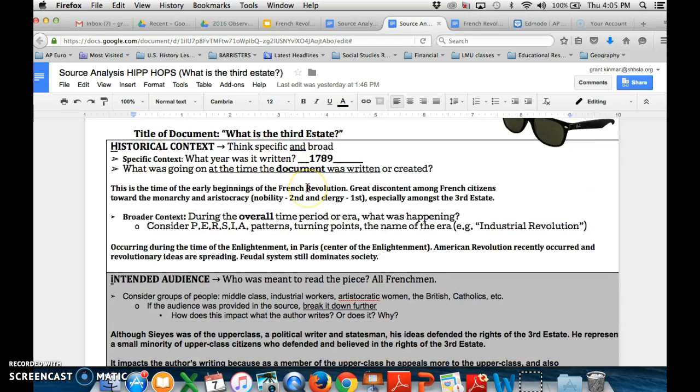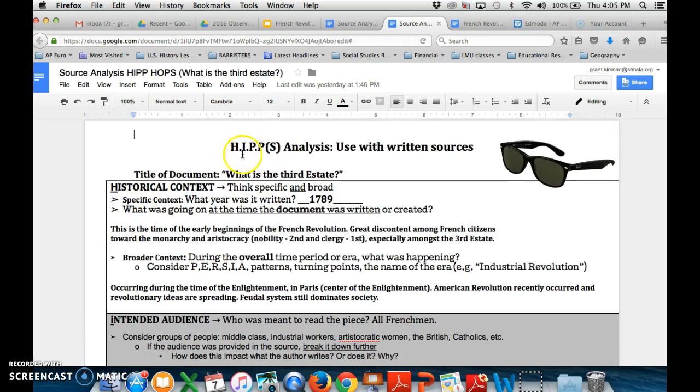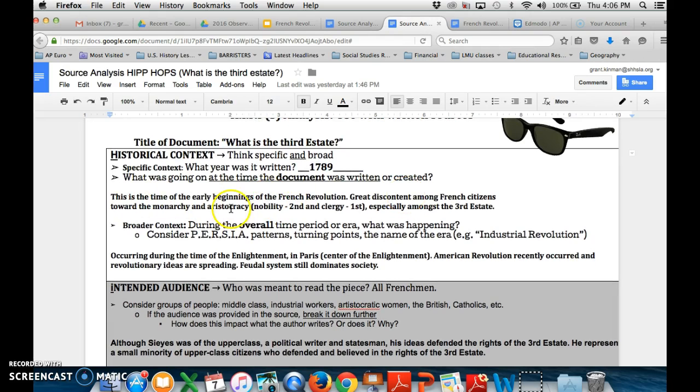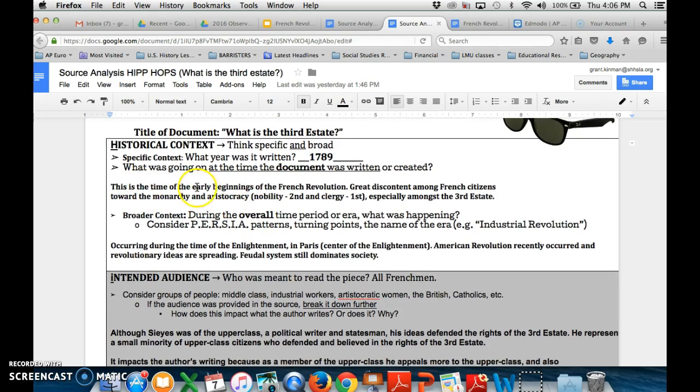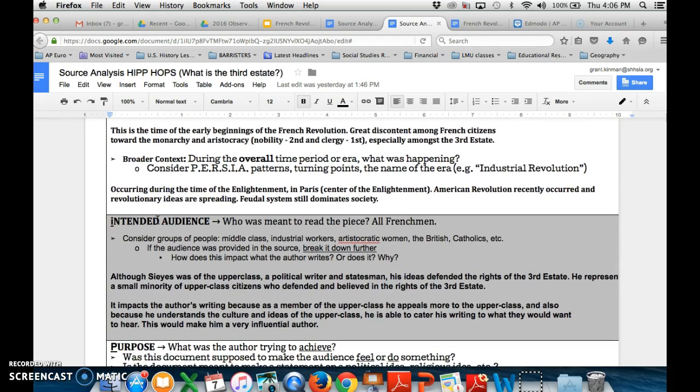So this guides you through how you want to analyze documents using something we talked about before called HIPPO, or HIPS in this case. So the H stands for historical context, and you want to first look at, well, what's the title of the document, add that, 1789, that was the year it was written, and what's going on at the time this document was created. So you have to think, what's going on at this time? Well, in 1789, this is the early beginnings of the French Revolution. French citizens are upset about the monarchy and the aristocracy, the second and the first estate, especially the third estate, right? We know that. So that's what's going on in 1789.